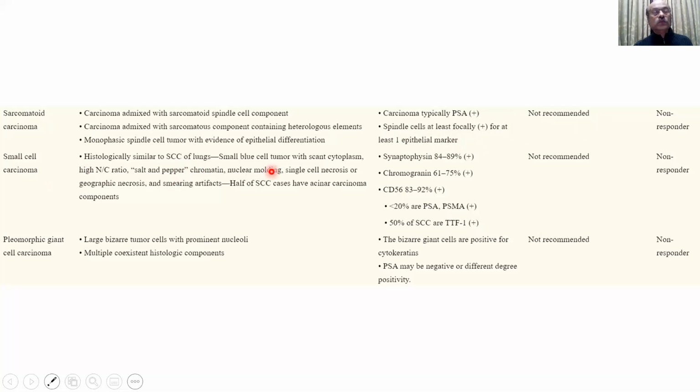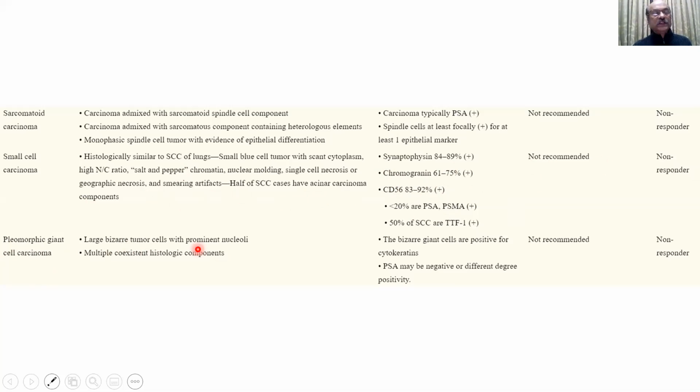Small cell carcinoma, histologically similar to small cell carcinoma of lung. They are small blue cell tumors with scant cytoplasm, high N/C ratio, salt and pepper chromatin, nuclear molding, single cell necrosis or geographic necrosis, and smearing artifact. Half of the small cell carcinomas have an acinar adenocarcinoma component. They are synaptophysin positive, chromogranin positive, CD56 positive, as we know from lung small cell carcinoma. Here also Gleason scoring is not recommended. They are non-responders.